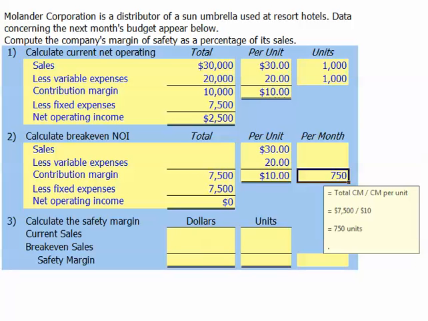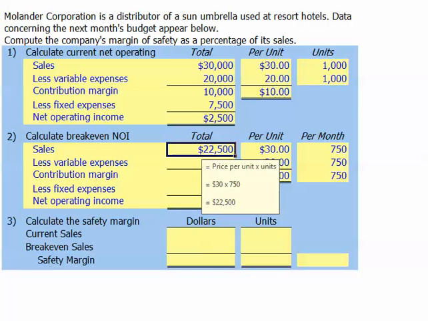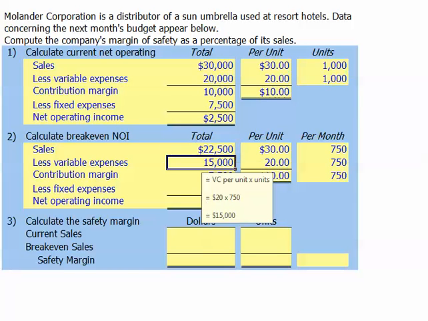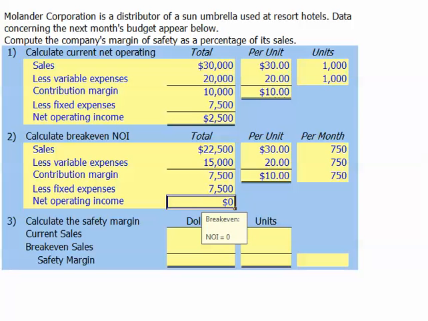We can confirm this is the case by completing our contribution margin income statement. We'll take our per unit amounts and multiply them by our 750 units for break-even. For sales, we have revenues of $22,500. That's simply the $30 per unit price multiplied by 750 units. Our variable expenses are $15,000, which is our $20 variable cost per unit times 750 units. In subtracting our variable expenses from sales, we end up with a contribution margin of $7,500. Once we subtract our fixed expenses of $7,500, we indeed reach our break-even net operating income of zero.